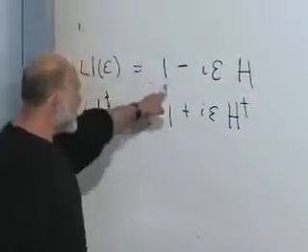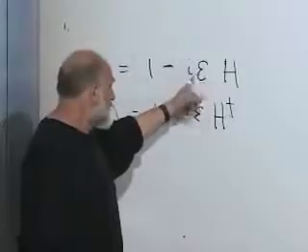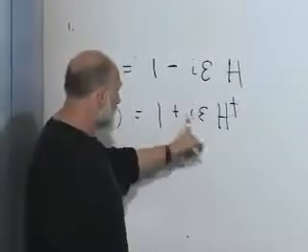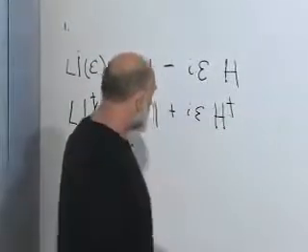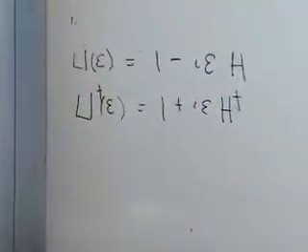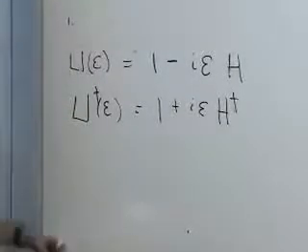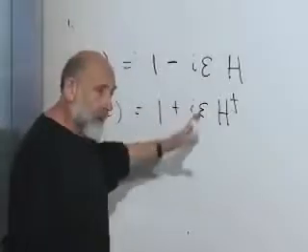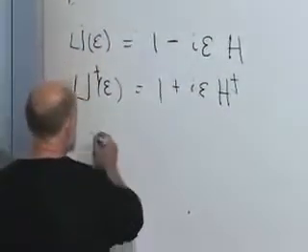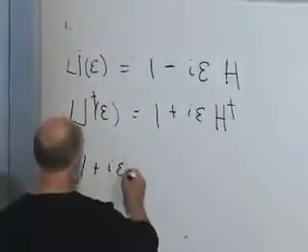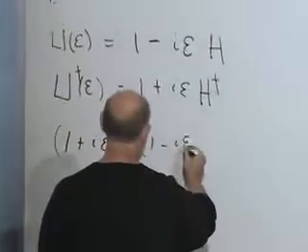The Hermitian conjugate of 1 is just 1. The complex conjugate of i epsilon is minus i epsilon, so the sign changes here, and for H we substitute H dagger. And now we multiply the two of them, and use the approximation that we can ignore epsilon squared and only keep things to order epsilon. All right, so the product is 1 plus i epsilon H dagger times 1 minus i epsilon H.